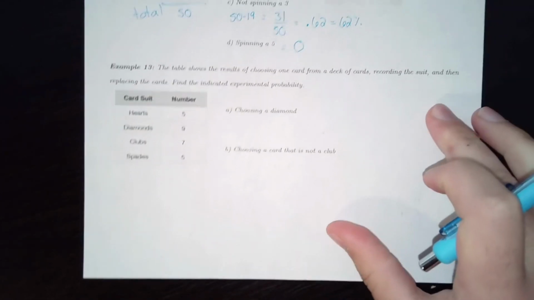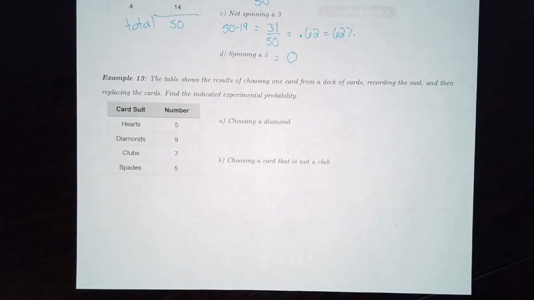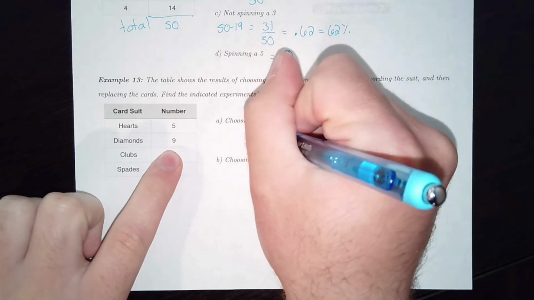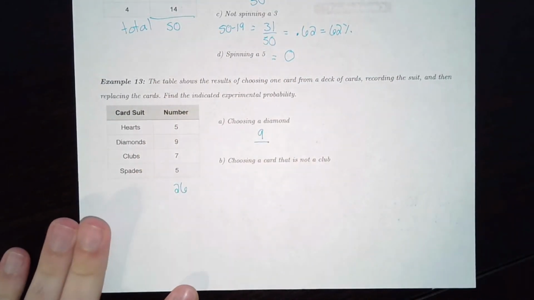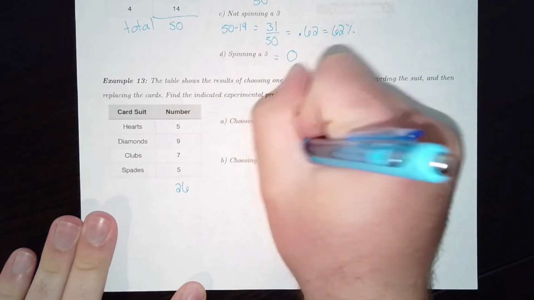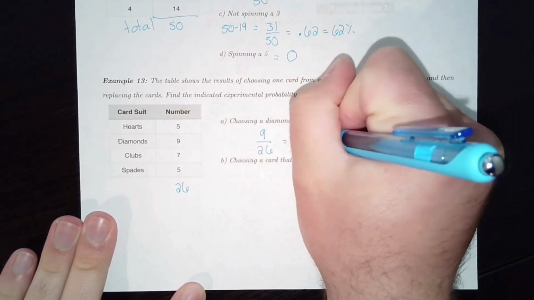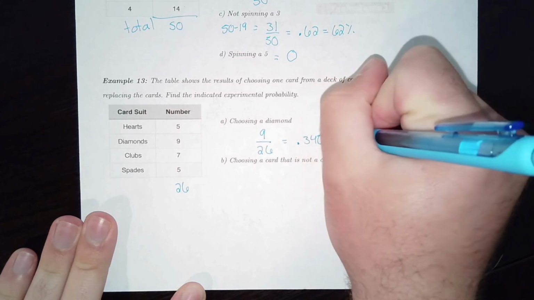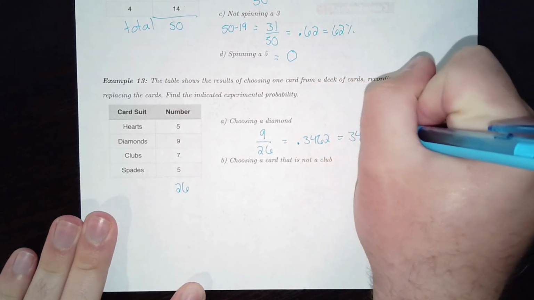Let's talk about 13. So we have a table shown with the results of choosing one card from a deck, recording the suit, and then replacing it back. So I have a deck of cards. I don't know if it's a full deck. I'm just pulling out cards. I don't know if I have all of them there or not. I want the probability of choosing a diamond. Well, I have 9 diamonds, so I know I'm going to get 9 over my total. If I add my total up here, there are 26 cards. So I would say 9 out of 26, which is going to equal 0.3462, or 34.62%.